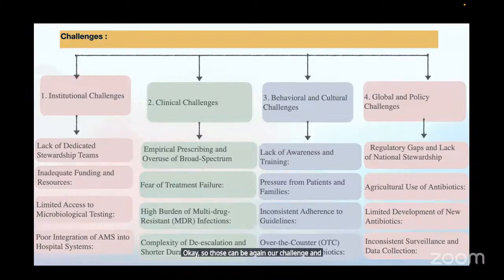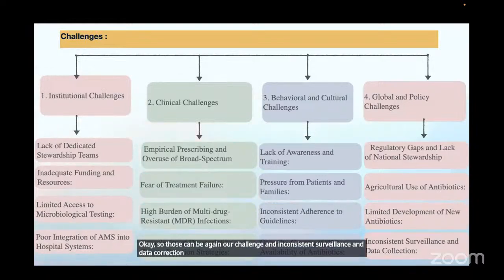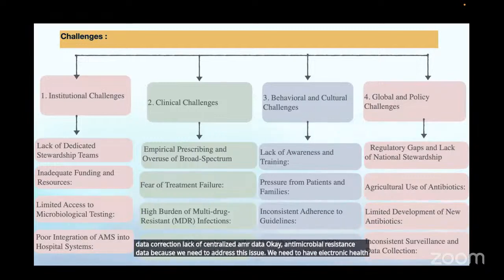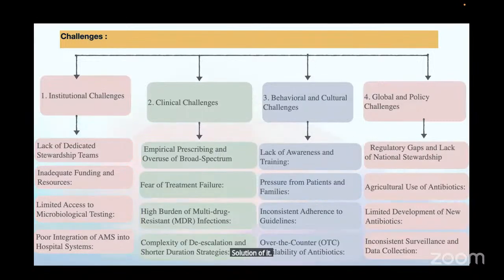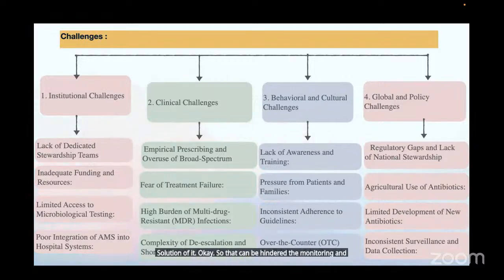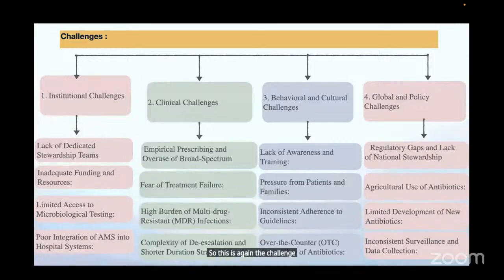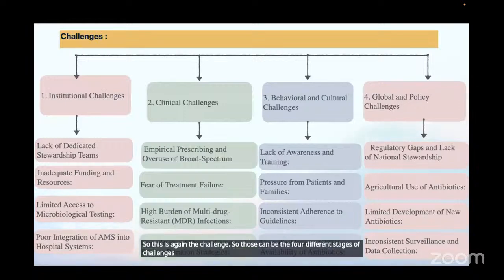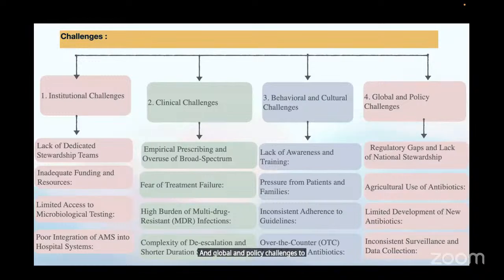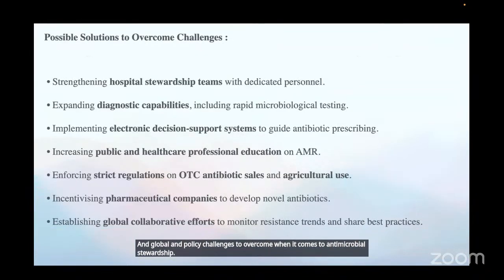And inconsistent surveillance and data collection, lack of centralized AMR data. Okay, antimicrobial resistance data, because we need to address this issue. We need to have electronic health record data collection. Okay, and that can be your evidence based solution. So that can hinder the monitoring and response effort at the national and global level. So this is again the challenge. So those can be the four different categories of challenges: institutional, clinical, behavioral or cultural, and global and policy challenges to overcome when it comes to antimicrobial stewardship.